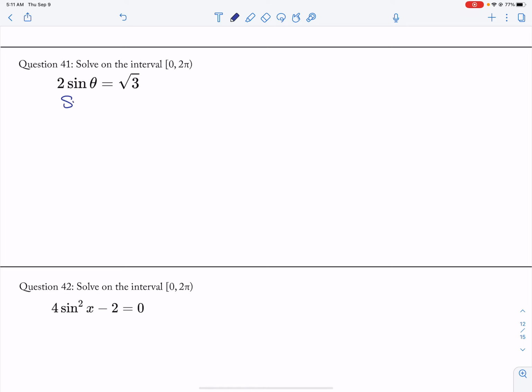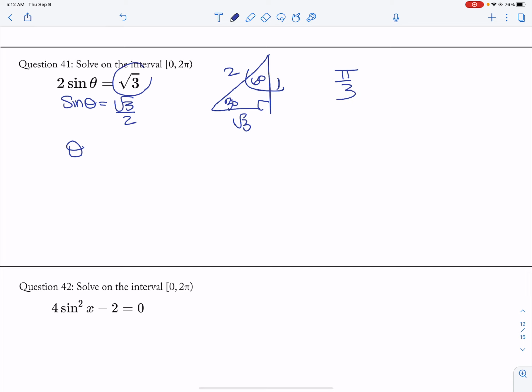All right, it's okay. So sine of theta is equal to root 3 over 2. So my triangle, 30, 60, 90, root 3, 1, and 2. So now what I'm looking at here is sine of theta being root 3 over 2 makes a 60-degree angle. So theta is equal to pi over 3. It is a positive angle, so I want this to be in quadrant 1 and quadrant 2. So theta in quadrant 1 is pi over 3. Theta in quadrant 2 is 2 pi over 3.